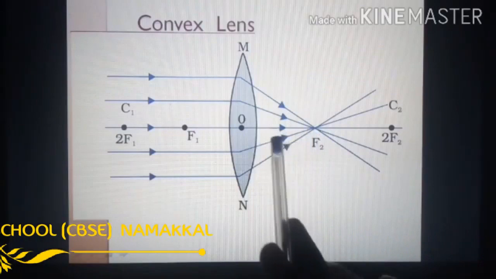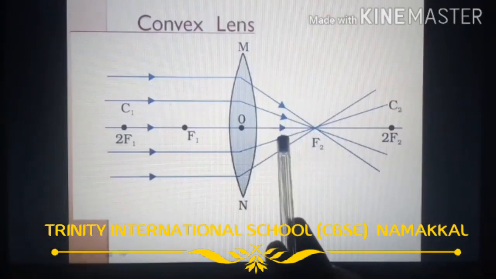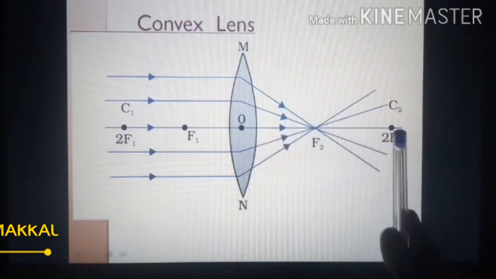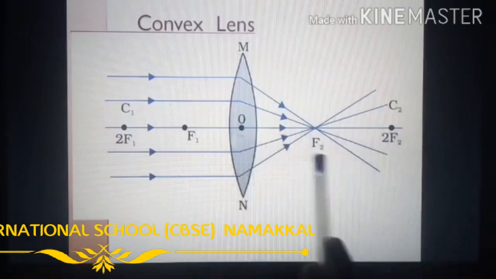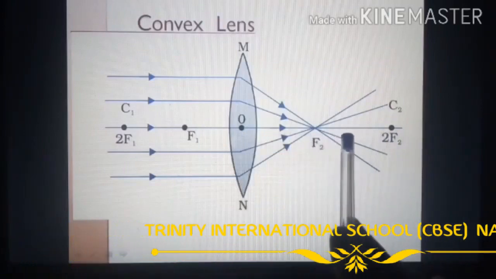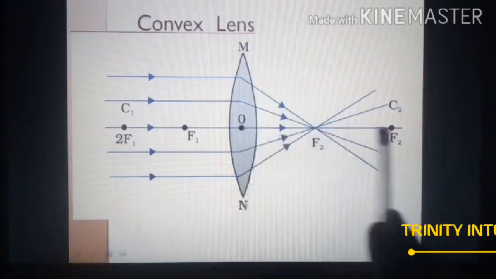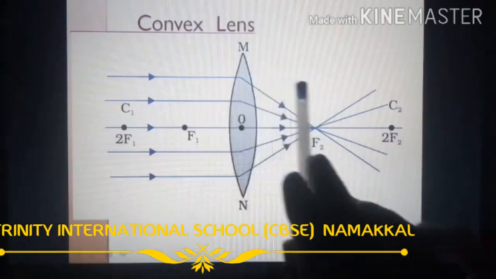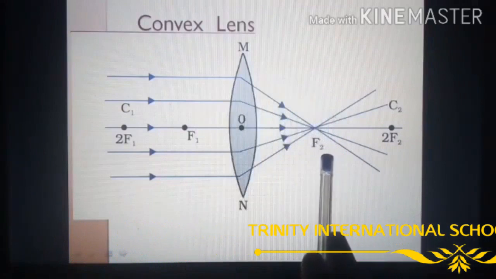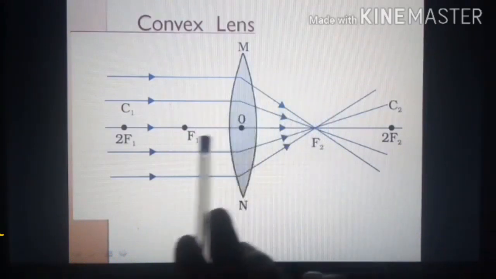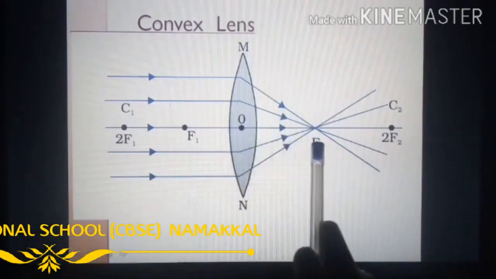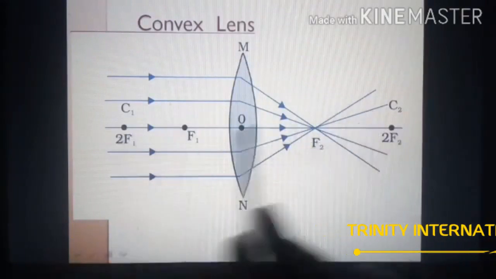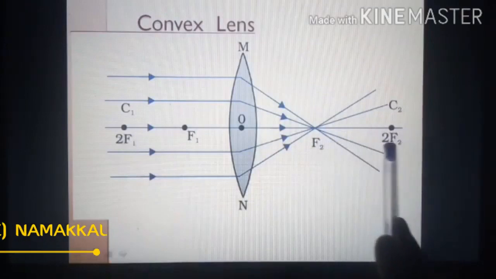Already we discussed focal length F, and it is half of the distance OC. So OC is the radius of curvature, capital R. Half of the radius of curvature is called the focal length of the lens. This is similar in the concave lens also. O is the optical center, F1, F2 are the principal focus or simply focus, and C1, C2 are called centers of curvature, which are equal to 2F2.